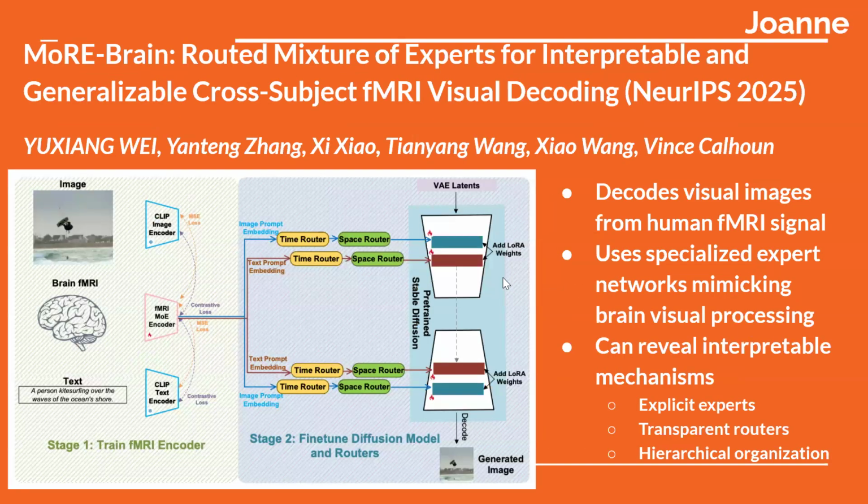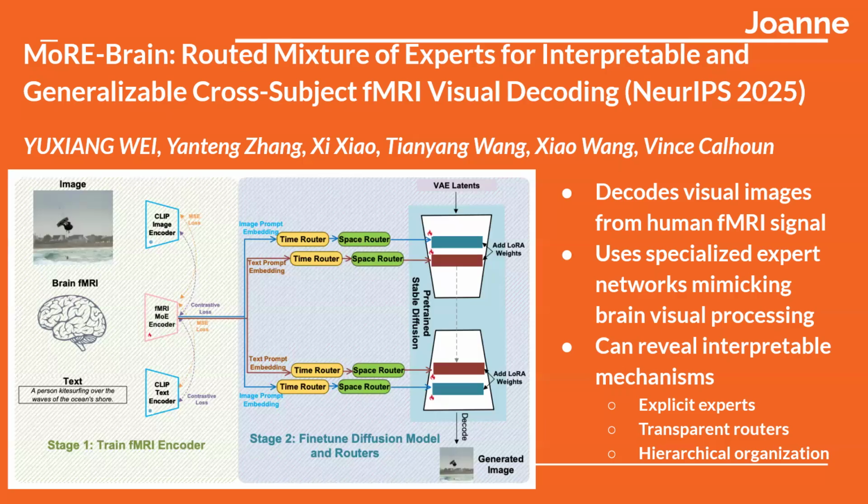So I chose this paper, which is called MoreBrain, Routed Mixture of Experts for Interpretable, Generalizable, Cross-Subject fMRI Visual Decoding. I think this year I became interested in the mixture of experts stuff, so I found this paper to be an interesting twist on it. But it's actually from our group, and one of the authors is here.